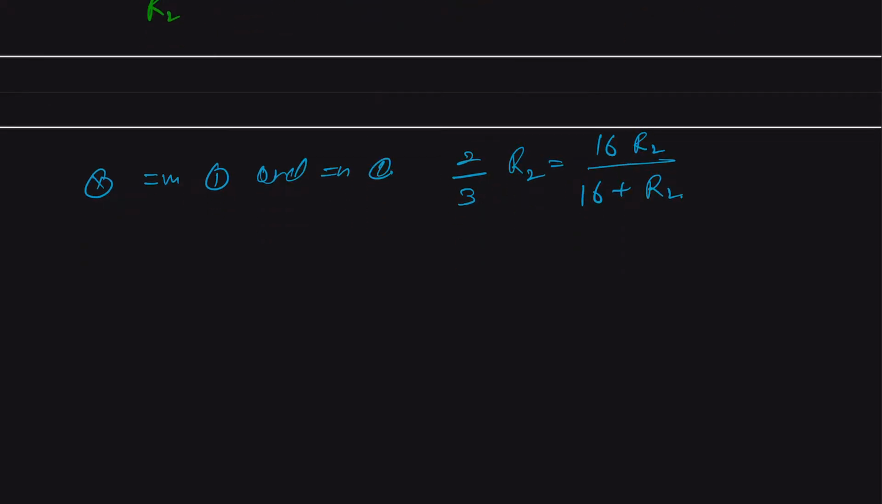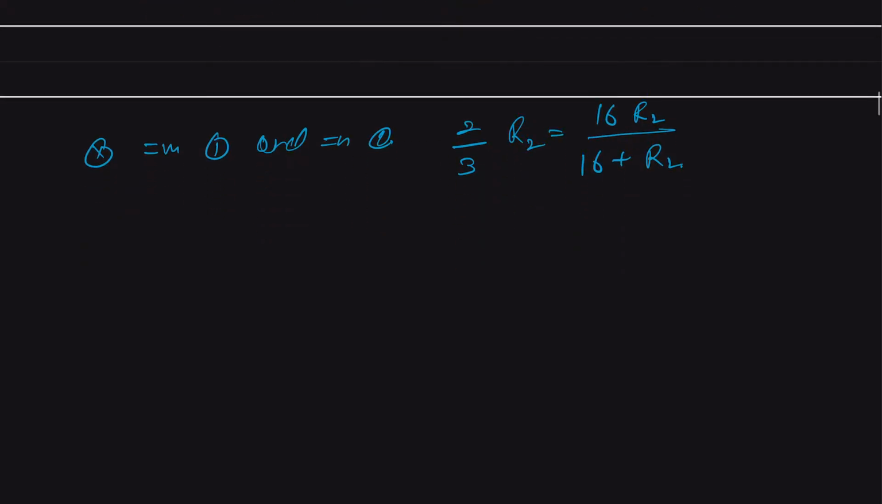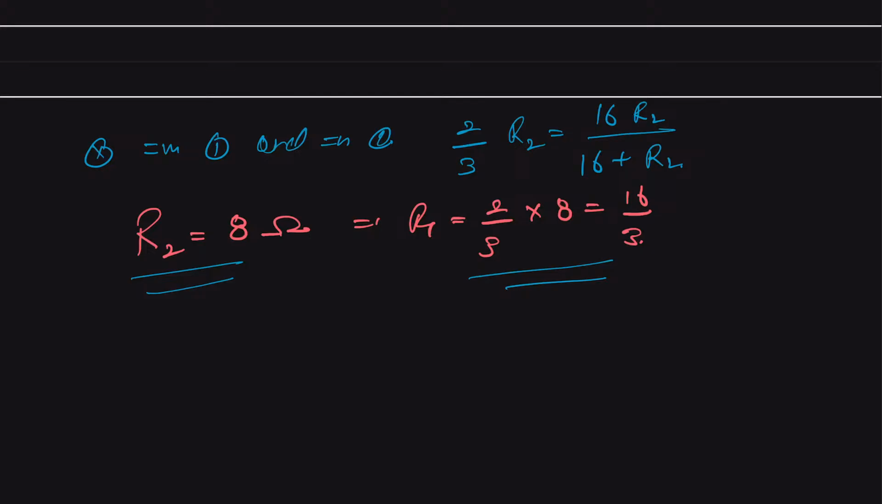This is quite easy to solve. This gives us that the value of R2 is 8 ohm, and R1 is 2 by 3 times 8, which comes to 16 upon 3. So we got the values of R2 as well as R1, which were required. Next question.